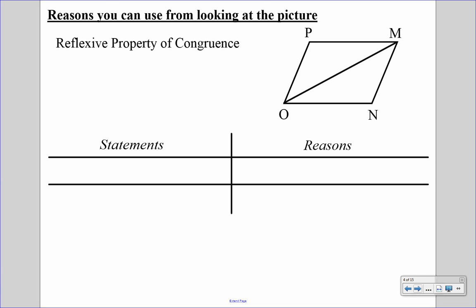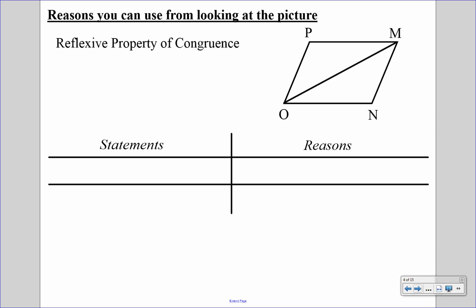Before we practice any proofs, we have to look over the reasons and statements that we can write down from the picture. So we know how to label our picture, but we need to now take that labeling from the picture and put it in proof form.